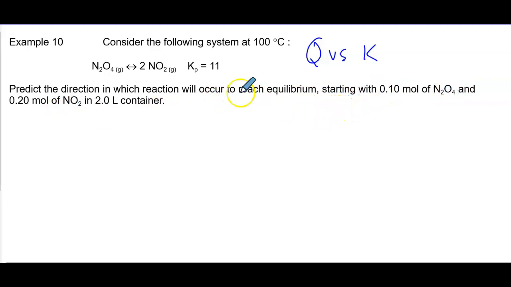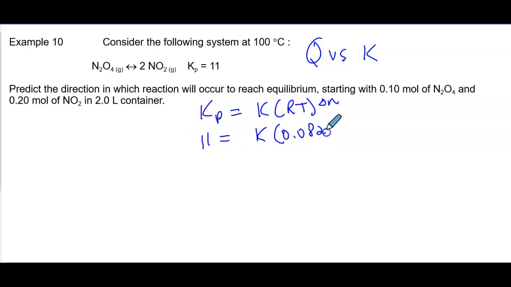Okay, so we are going to first have to figure out K. Why? Because we are given concentration and we're given Kp. So first we're going to have to figure out K. So we know Kp equals K(RT)^Δn. So we're going to say 11 equals K, which we don't know, times 0.08206 times 373. Remember, that comes from the fact that this is 100 plus 273.16. That's how I get the 373.